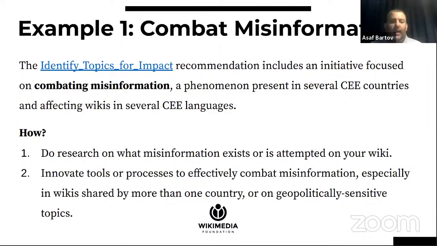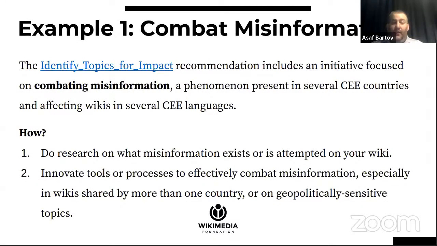You could undertake some research on what misinformation exists or is attempted on your wiki. Again, this is something that's always happened on all wikis, but maybe from a particular country or a particular language, we can learn something about the shape of deliberate attempts at misinformation. And maybe that shape is not the same shape it is in the US or in Brazil or elsewhere. So I think that's a valuable undertaking and definitely eligible for support as a strategy implementation effort or project.